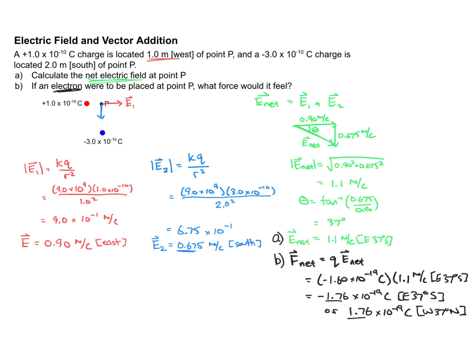So going all the way back to the diagram here, when I add up my red and blue vectors, I end up with a diagonal vector. That's east 37 degrees south. That's the net electric field. If I were to put a positive charge there, that's the direction it would go. But I'm putting a negative charge there. I'm putting an electron there, so it actually ends up going in the opposite direction, which is west 37 degrees north.